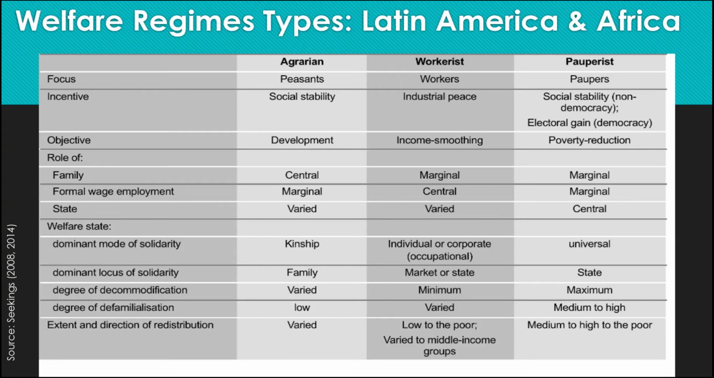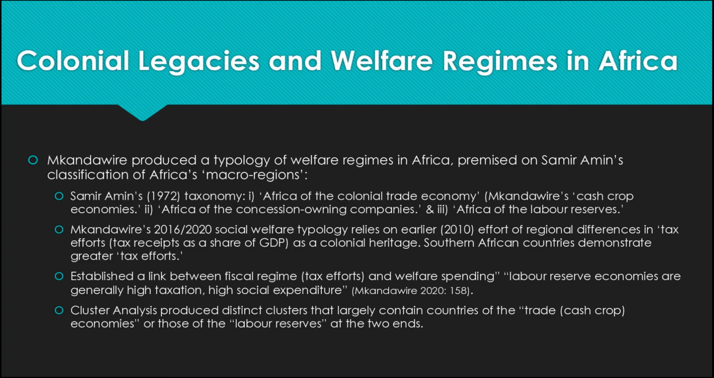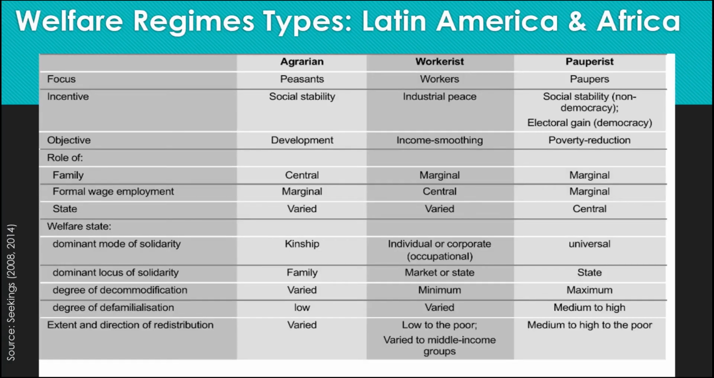The objective of the agrarian regime, he argued, is development, while the workerist welfare regime is concerned with smoothing the income of the beneficiaries. In each of the regimes, the role of the family, formal wage employment, and the state differ. While the role of the family in the agrarian regime was central, it is marginal in the other two regime types. Formal wage employment is marginal in the agrarian and pauperist regimes, but central in the workerist regime. Similarly, the role of the state is varied in the agrarian and workerist regimes, but central to the pauperist regimes.